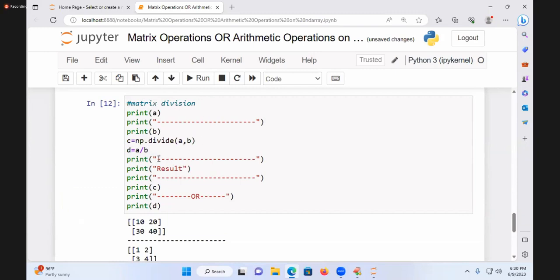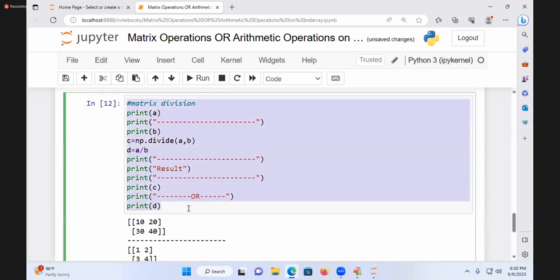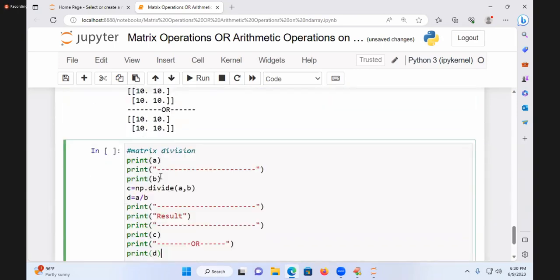This is called the slash operator. What will I go for next?